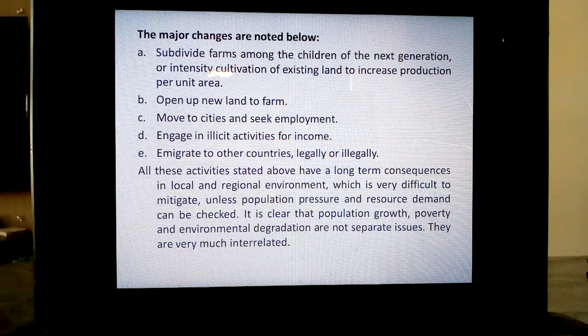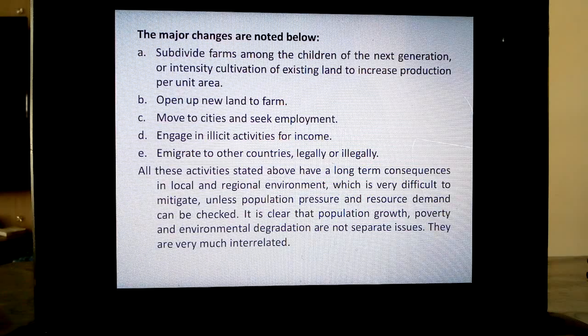Open up new land to farm. Move to cities and seek employment. Engage in illicit activities for income. So it is not only agriculture that we are depending on. One child looks after agriculture, one child moves to the city to seek employment. Like that the changes started. Emigrate to other countries legally or illegally.